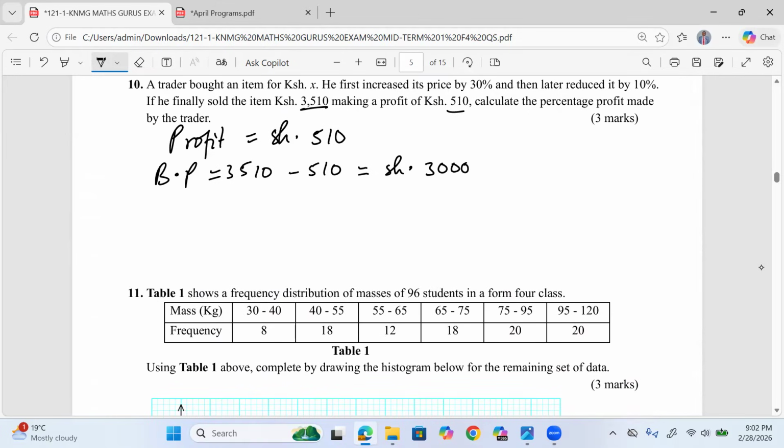Very simple. So now percentage profit shall be profit out of buying price expressed as a percentage. Let me compute this. 510 times 100 out of 3,000. This is exactly 17%.